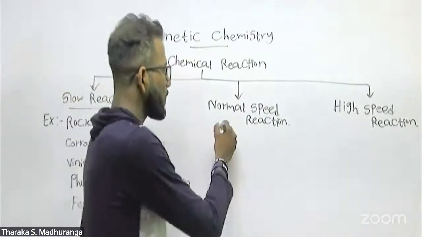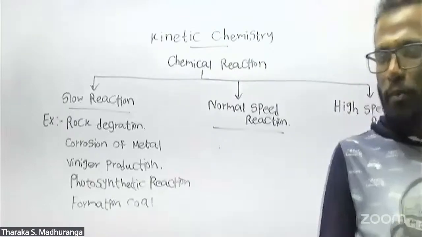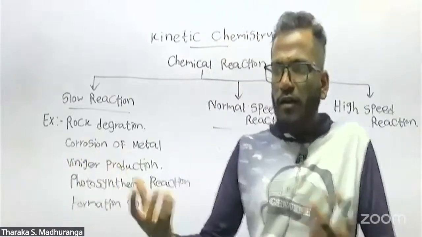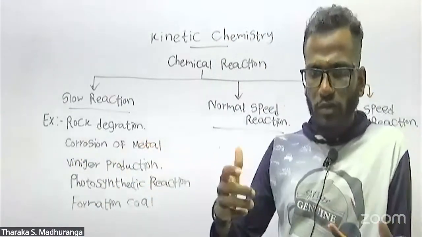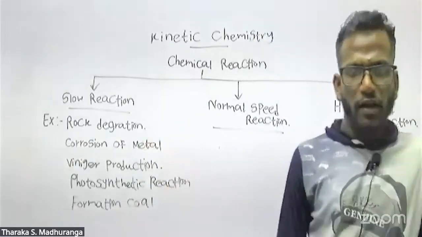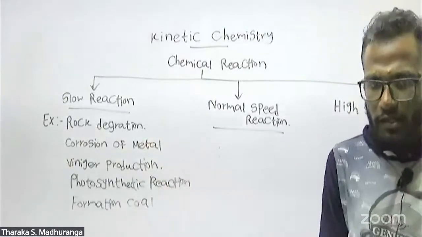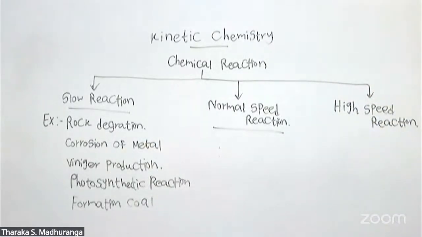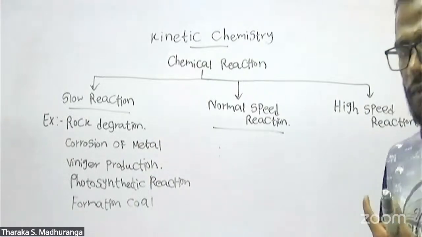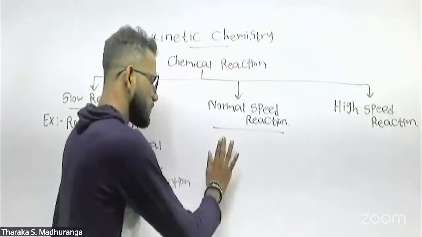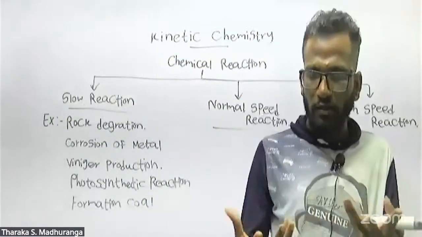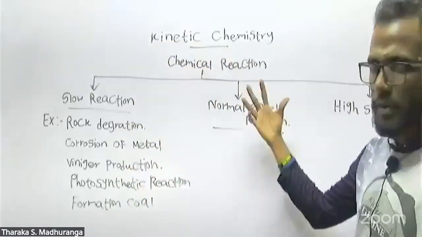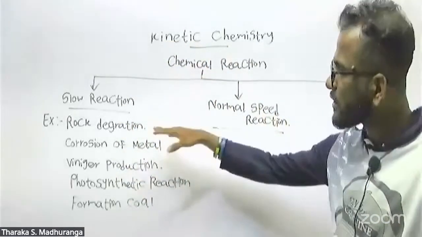Okay, normal speed reactions. What are normal speed reactions? A normal speed reaction means the reactant converts into product within a few minutes or a few hours, within one hour, within a few minutes. What are the examples? Think about names. Those are slow reactions. Normal speed takes comparatively less time.